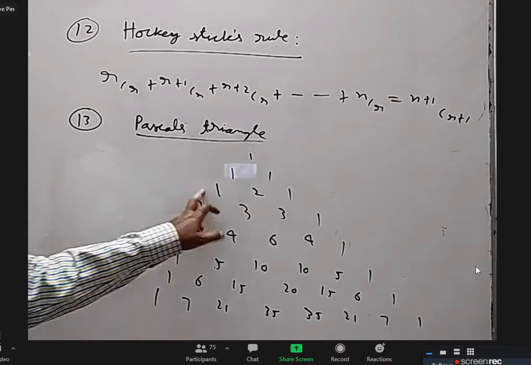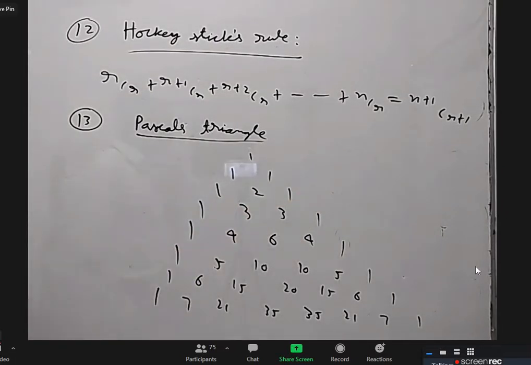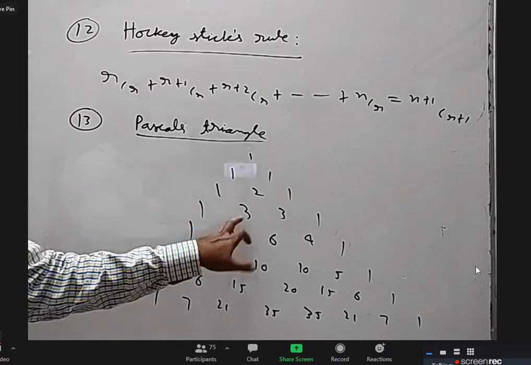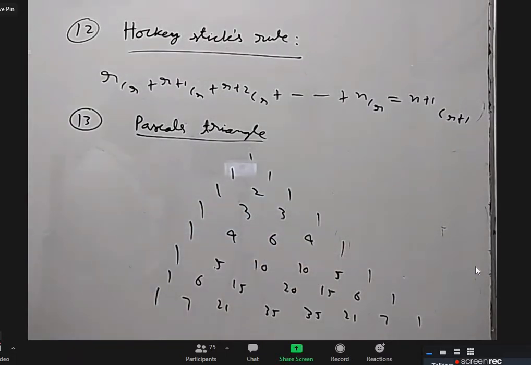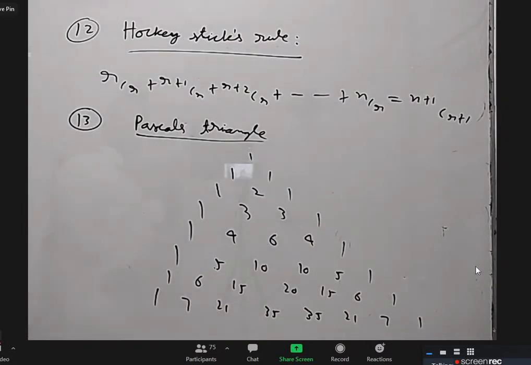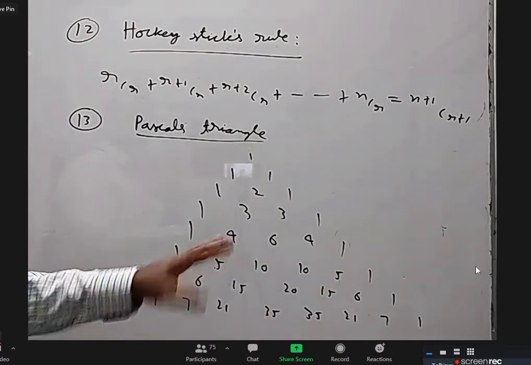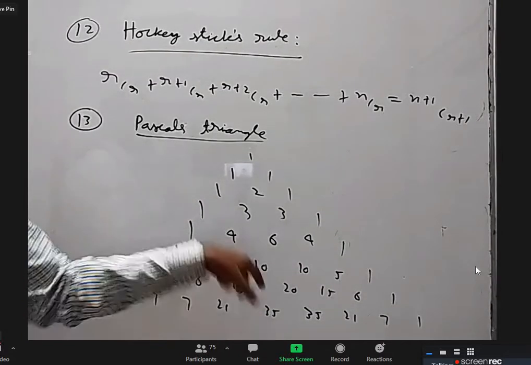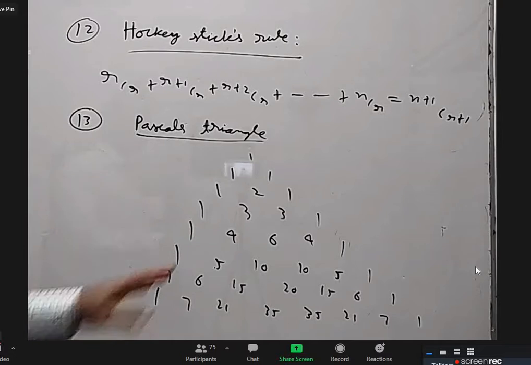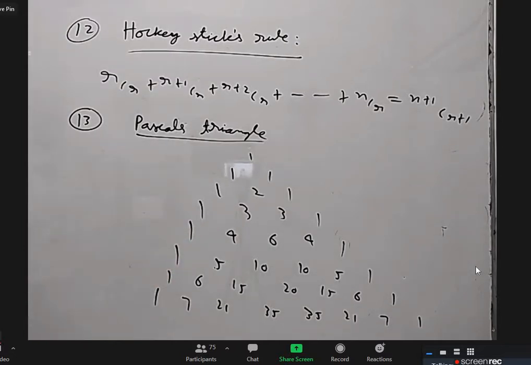Next, this 1, 2, 1 is actually 121, 11 square. 1, 3, 3, 1 is actually 11 cube. 1, 4, 6, 4, 1 is actually 11 power 4. Of course, suitably, if you write, it will be 11 power 5. Now, this should be taken as place value. Then it will come like this.